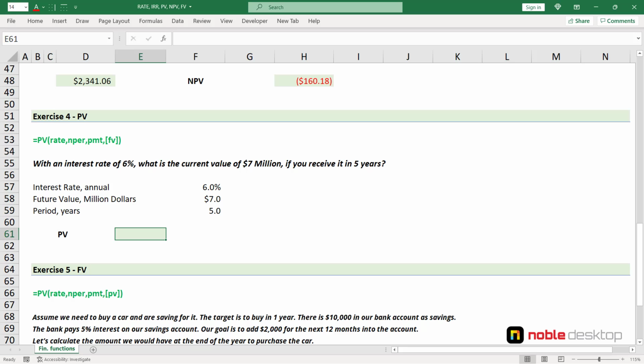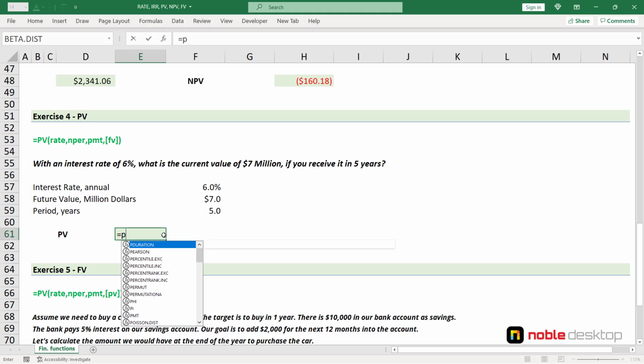With an interest rate of 6%, what is the current value of $7 million if you receive it in 5 years? We have an interest rate of 6%, future value of $7 million in 5 years. And we will calculate the present value of that investment to understand how much I need to invest to receive this $7 million in 5 years.